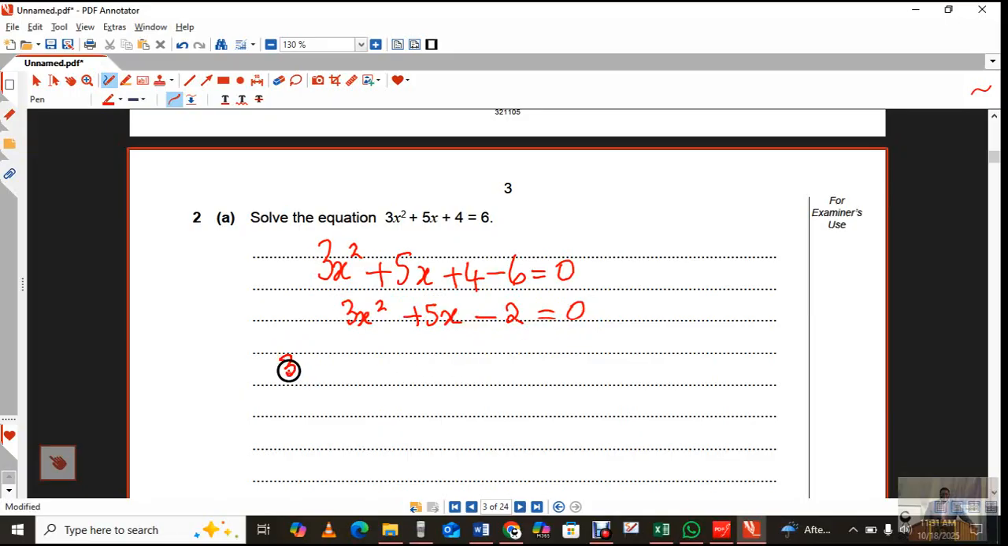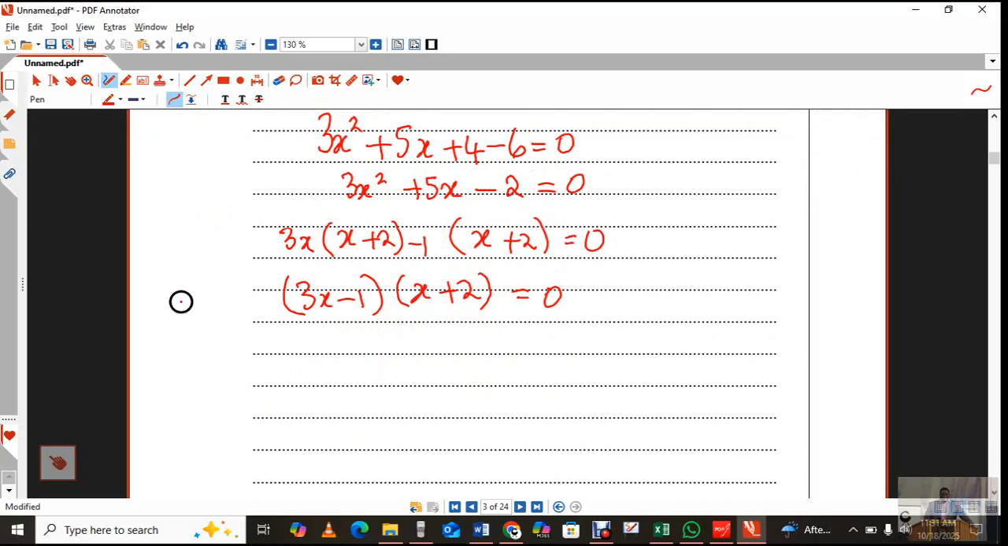Then this is obviously going to factorize. I'm going to have 3x outside the bracket, x plus 2, and then minus 1, and then you have x plus 2 as a common factor. Everything outside the bracket, you write in its own bracket, and then x plus 2 as a common bracket, you write it once. So from here, we're actually able to calculate. Either 3x minus 1 is equal to 0, or x plus 2 in itself is equal to 0. Then x is equal to 1/3 as an answer, or x is equal to -2 as an answer.